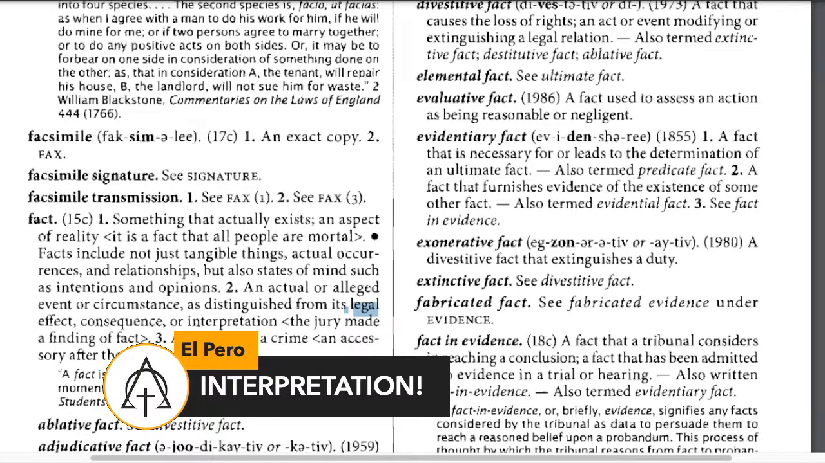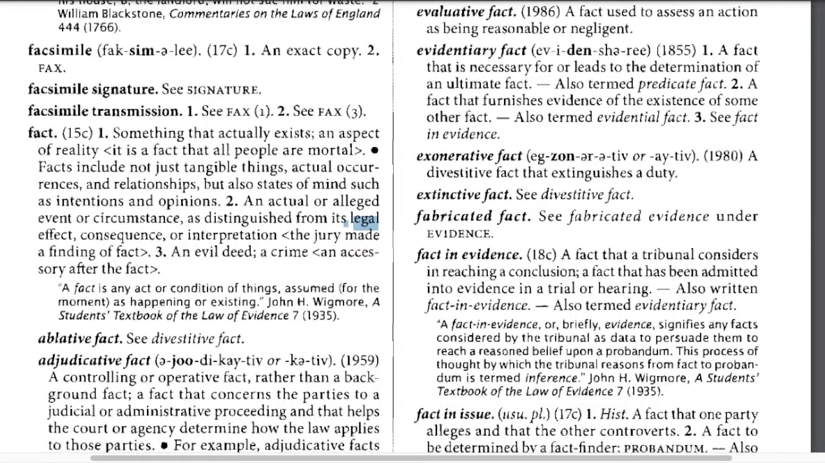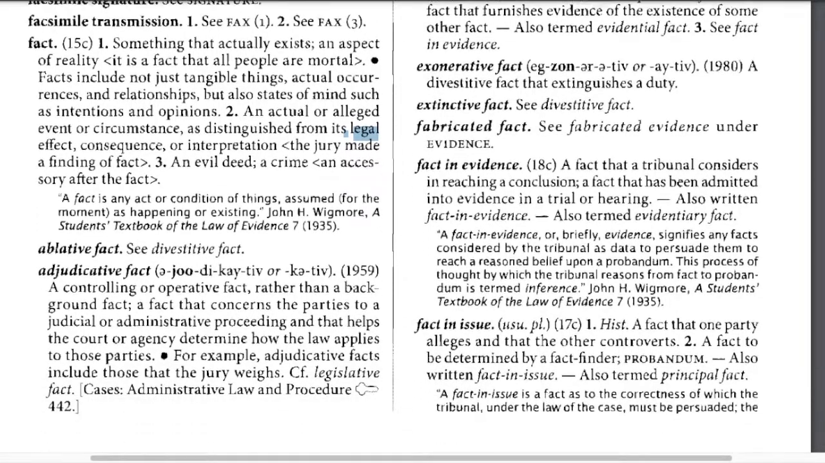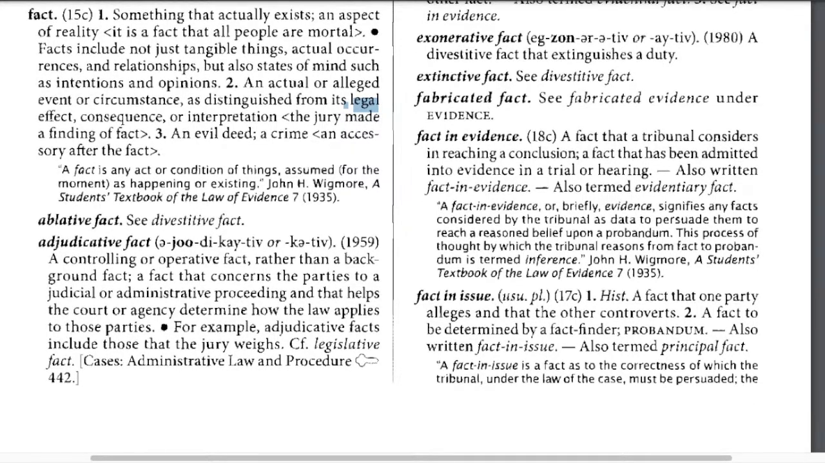So pretty good stuff here so far that is fundamental. They should have taught this in every elementary school. And now I guess we could see why it's so powerful when we look at something from the 15th century that is so meaningful to us for today. So let's read definition 2 again for fact. An actual or alleged event or circumstance, as distinguished from its legal effect, consequence, or interpretation.